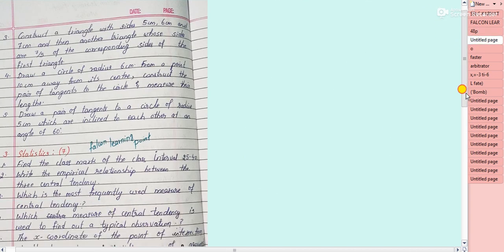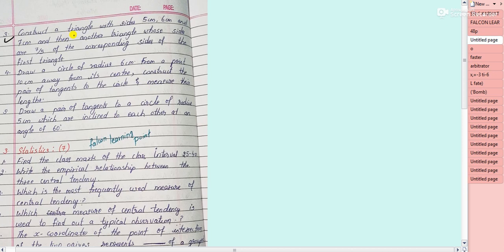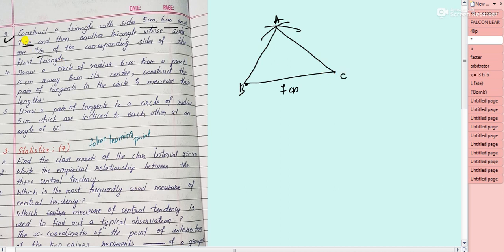Coming to the next type of problem. Construct a triangle with sides 5, 6 and 7 centimeter, and then another triangle whose sides are in the ratio 7:5. Again, you can take this as 7 or 6 centimeter. I am taking 7. Now from here cut an arc of 5 centimeter, from here cut an arc of 6. Just join them, you'll get ABC. Now this time they have given 7:5, so the bigger number is 7. Always take the bigger number to cut equal length arcs here. 7 parts: 2, 3, 4, 5, 6, 7.